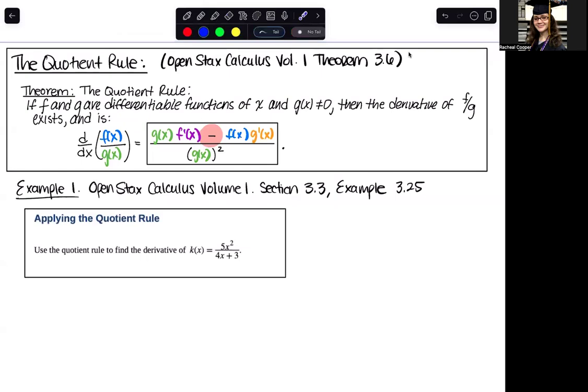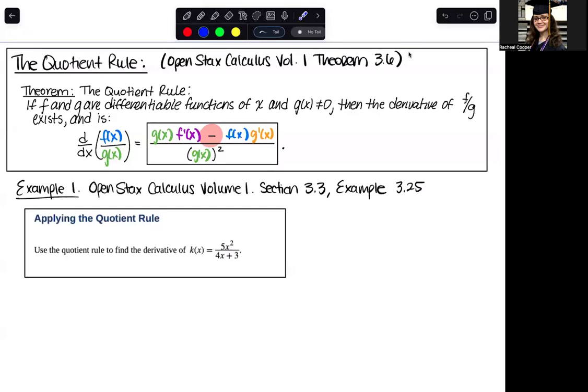We are going to cover the example from OpenStax Calculus, Volume 1, Section 3.3, Example 3.25, applying the quotient rule. We are going to use the quotient rule to find the derivative of this following function named k. We will use the rule stated above, and I have highlighted in red that subtraction symbol in the middle of those two terms in the numerator. That subtraction term is very important. We will see why in this example.